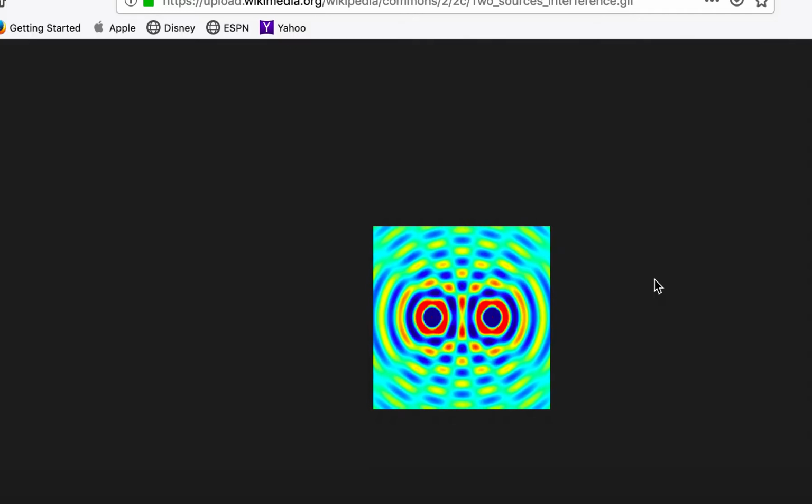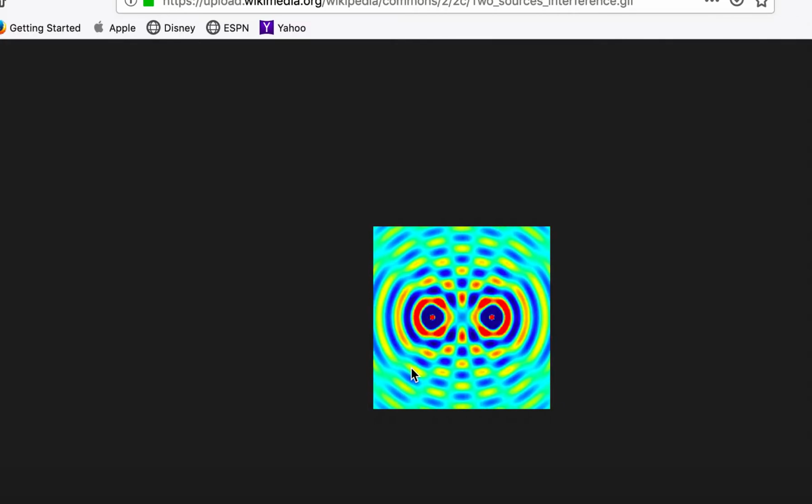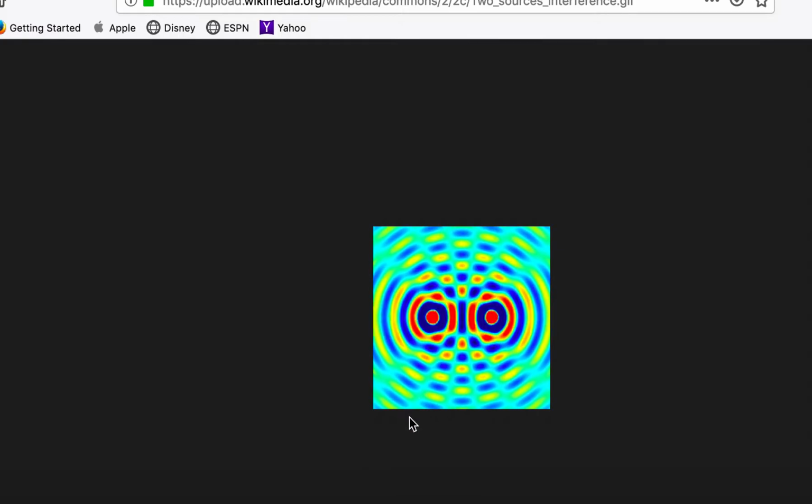This is what we mean by interference. Generally, you see interference patterns where you see alternating fringes of constructive and destructive interference, and they're outlined by complete destructive interference.